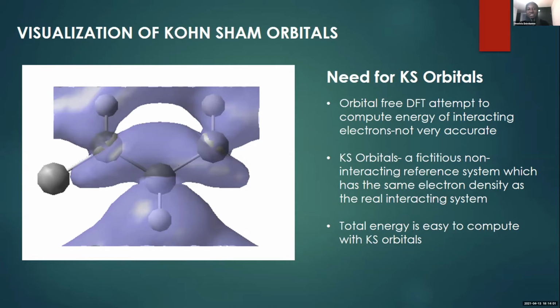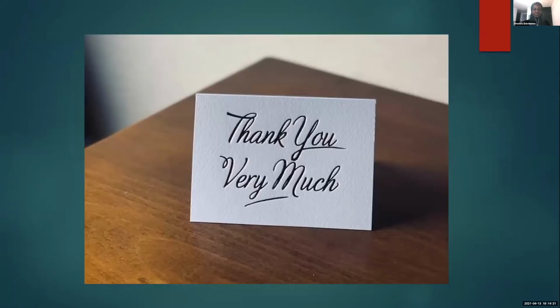So yeah, why not? If you give me an electron density that can mimic that of a real interacting system, don't forget that the KS orbitals are non-interacting electrons. So yeah, why not? And since at the end of the day, I can get the total energy from computing the electron density. Thank you. That's all.